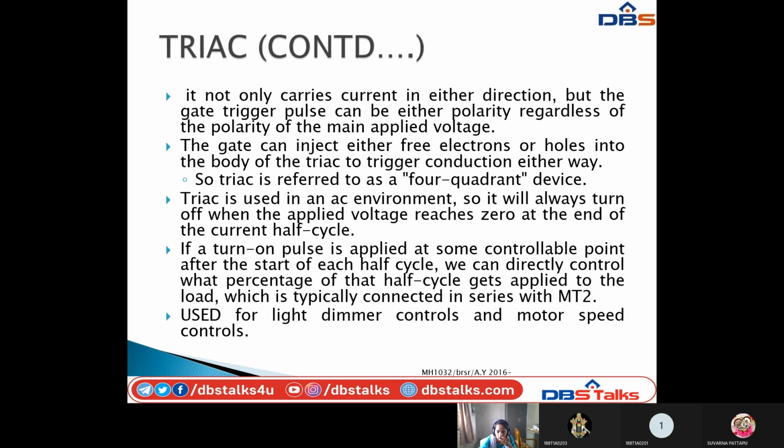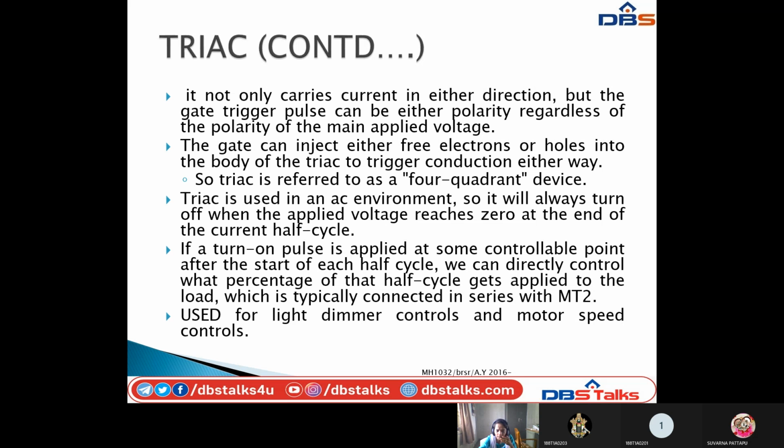TRIAC is used in an AC environment. It will always turn off when the applied voltage reaches 0 at the end of the current half cycle. If the turn on pulse is applied at some controllable point after the start of each half cycle, we can directly control what percentage of that half cycle gets applied to the load, which is typically connected in series with MT2. So it is used for light dimmer controls and motor speed control.